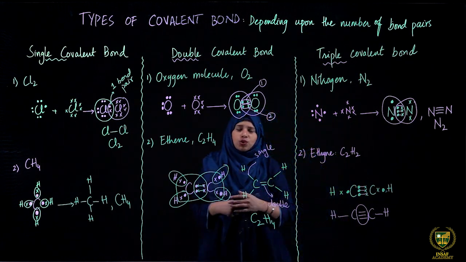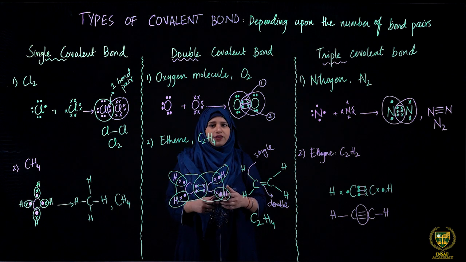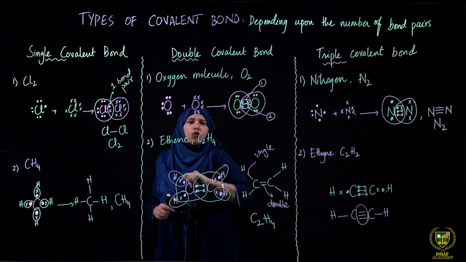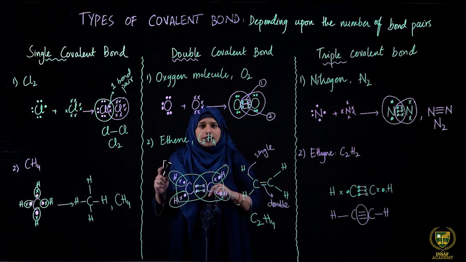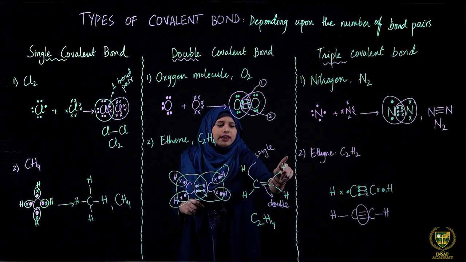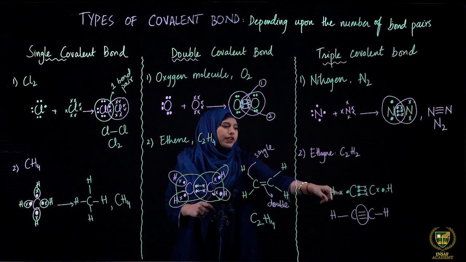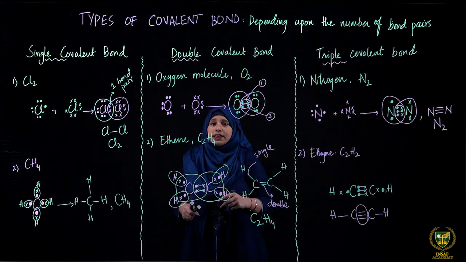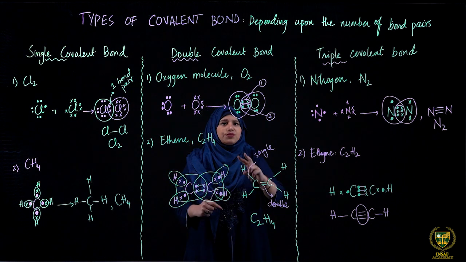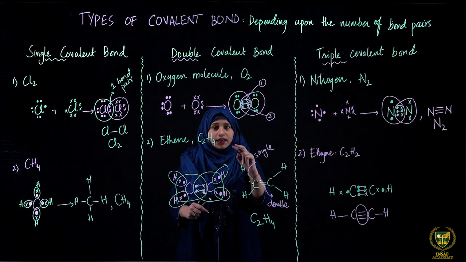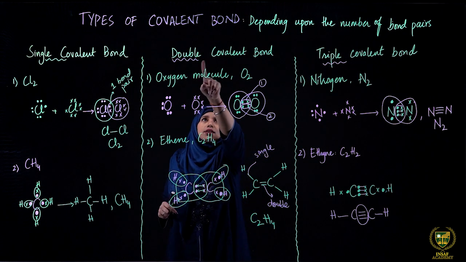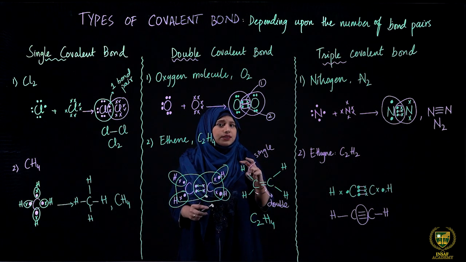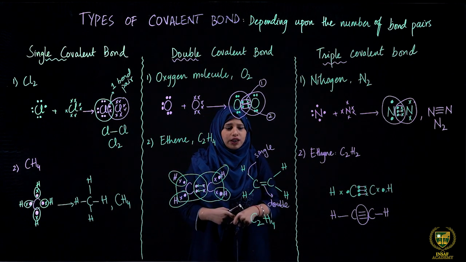Now, from this whole board, you can clearly see the difference. If between 2 atoms, there is 1 bond pair involved, you are going to call it as single covalent bond. Over here you can see single covalent bond. Over here you can see the single covalent bond between carbon and hydrogen. But if between 2 atoms 2 bond pairs are involved, then you are going to call it as double covalent bond. But make sure करना है कि जो 2 bond pairs हैं वो 2 atoms के बीच में ही होंगे.